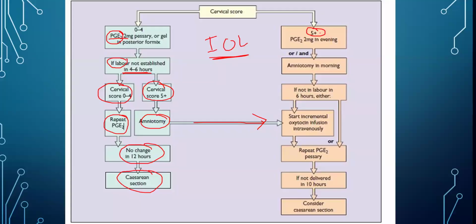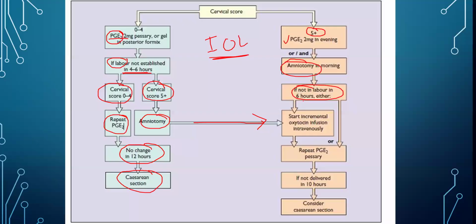So in here, let's say it is 5 plus. If it is 5 plus, then either you can give prostaglandin E2, but most of the time we do amniotomy. So you can do an artificial rupture of membrane, and then see if in the next 6 hours the labor has started or not.